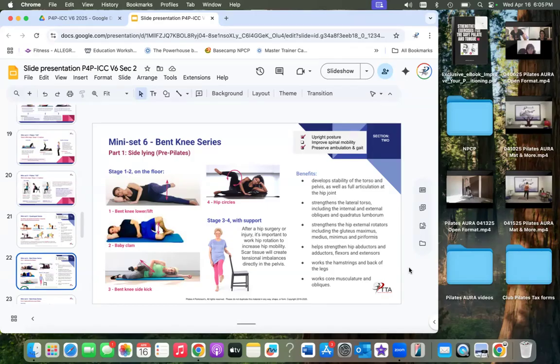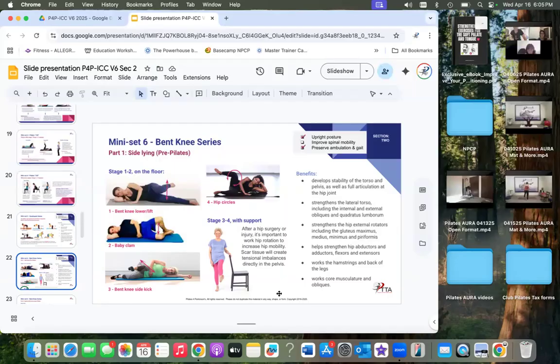And then I'll have them stabilize one, open only the right side, stabilize the right, open only the left, and then do both. So remember, always one side, then the other side, then both. Let's see what else. So you can read all the benefits there.